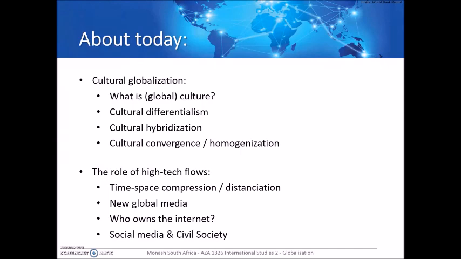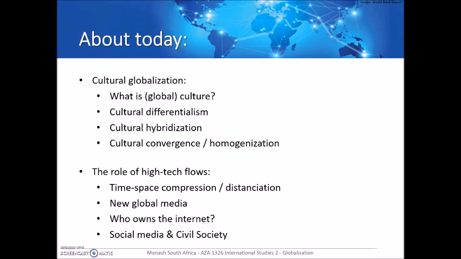We're going to look at new global media and what role they play. We're quickly going to look at who owns the internet, because we increasingly depend on the internet. So who actually owns it and who controls it, right? And we're going to end looking at the role of social media and what it means for us as members of civil society to have access to social media and how it has shaped the engagement of civil society.